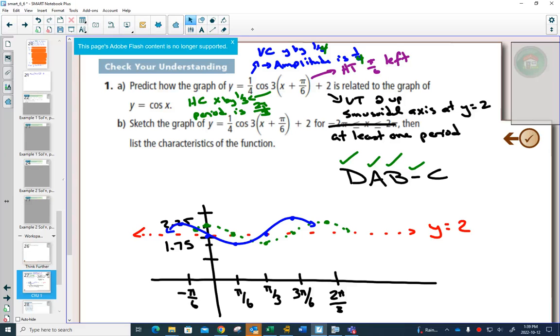All good? Almost? Yes? Well, because I know my amplitude is 1/4, which is 0.25. The A part of the DAVC says, use your amplitude, and the definition of amplitude is from the center line to the maximum and center line to the minimum. So if my center line's at 2, and I'm going up 0.25 to my maximum, I'd get 2.25. And if I go down 0.25, I'd get 1.75.